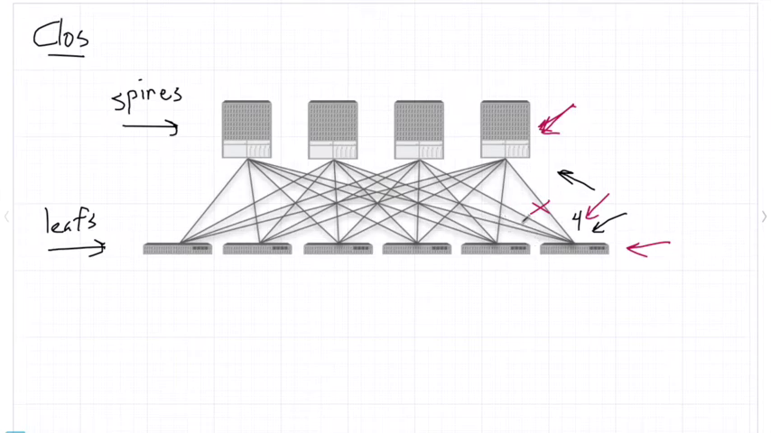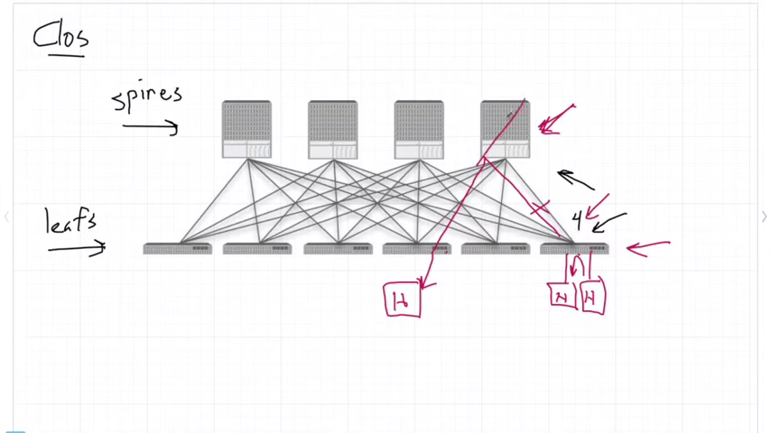We also have deterministic latency. We're either local on a leaf or we're one hop away. So we know what our latency is going to be. The most latent we can have is from one leaf to another leaf going over the spine.